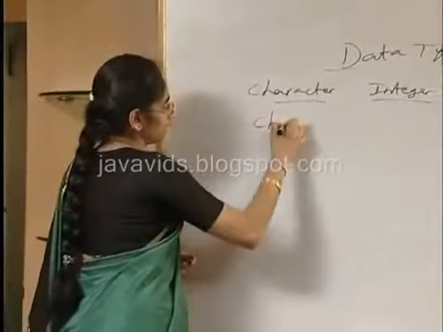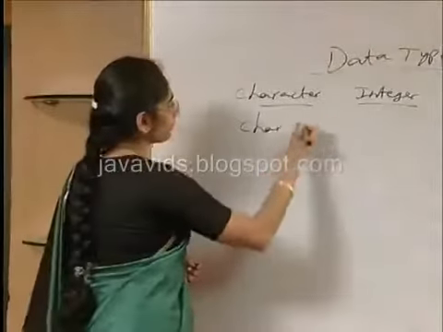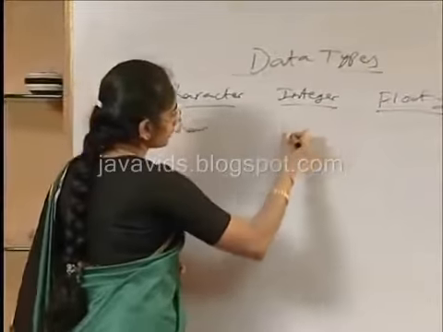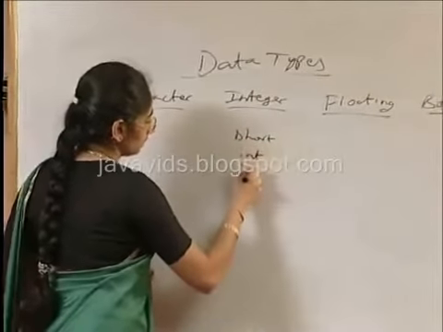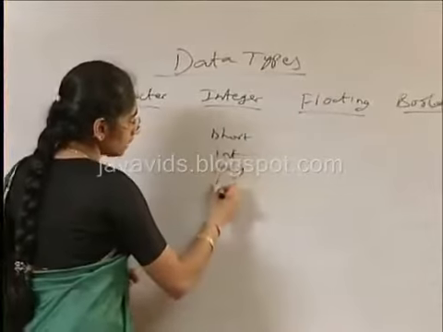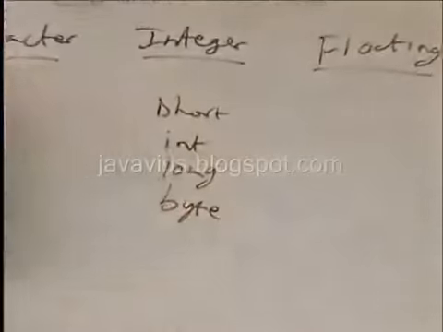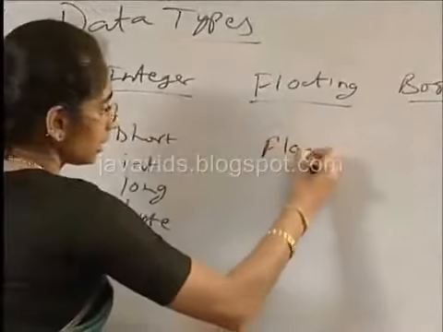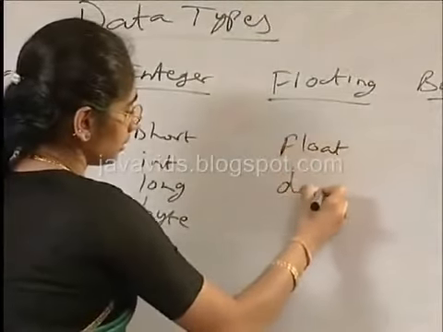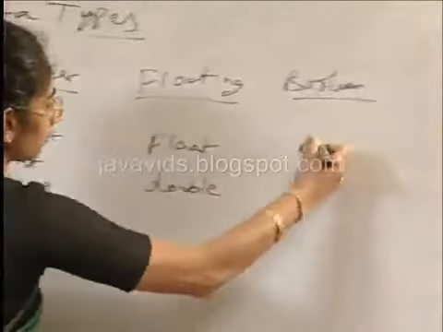Character data types, we have the data type char. Integer types, we have short, int, long. We also have something called as byte. Floating types, we have the float and the double. And Boolean, of course, is Boolean.